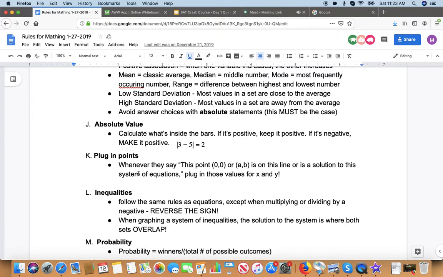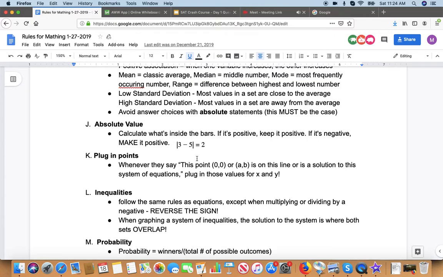It's basic concept J on my rules for mathing. Do you see that? Scroll down to basic concept J. Go ahead and read basic concept J for us, please. All right. Calculate what's inside the bars. If it's positive, keep it positive. If it's negative, make it positive. So we've got the example right here in basic concept J.